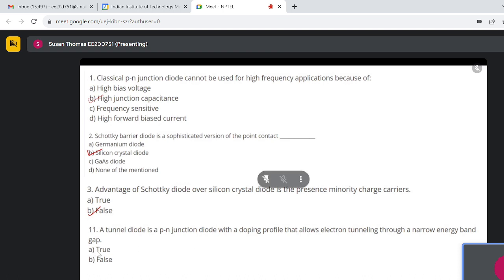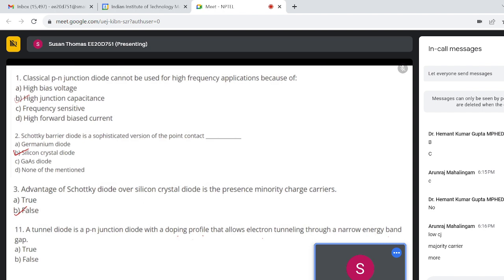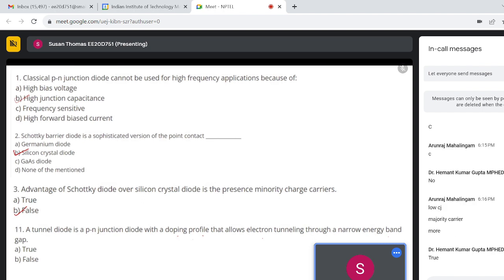So coming to the next question, that is on a tunnel diode. So you're all familiar with the tunnel diode. The question goes like this: a tunnel diode is a PN junction diode with a doping profile that allows electron tunneling through a narrow energy band gap. True or false? Yes, that's a true statement.